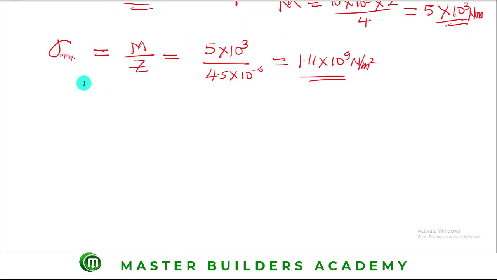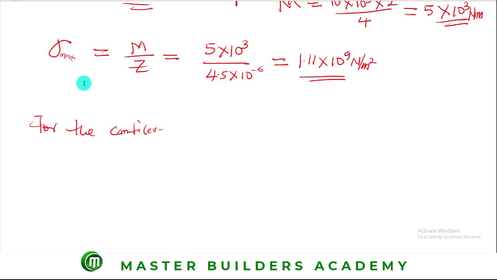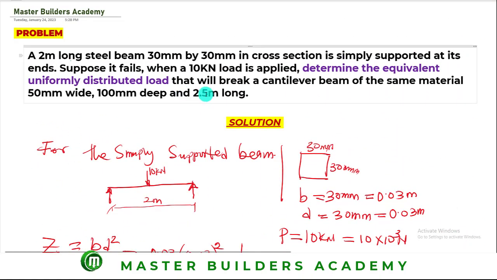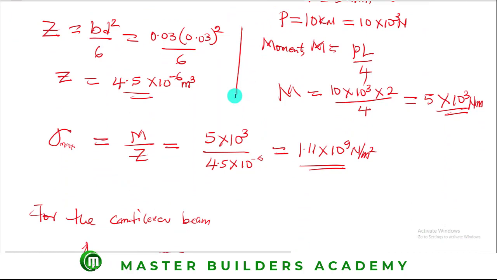We'll draw a cantilever beam. A cantilever is a beam that is fixed at one end and is free at the other end. So this is a cantilever beam, and then we're told that the span is 2.5 meters. Please check up here, you see it here, 2.5 meters long. That's the property of the cantilever.